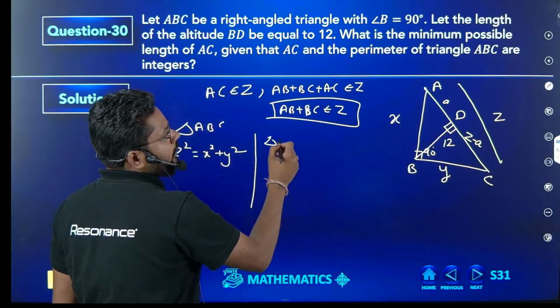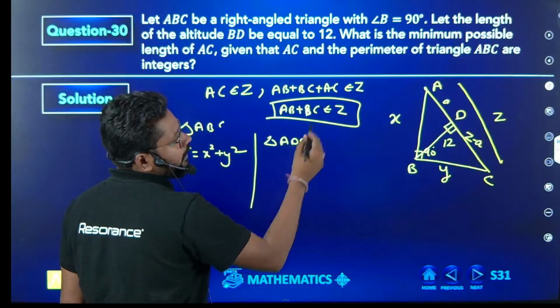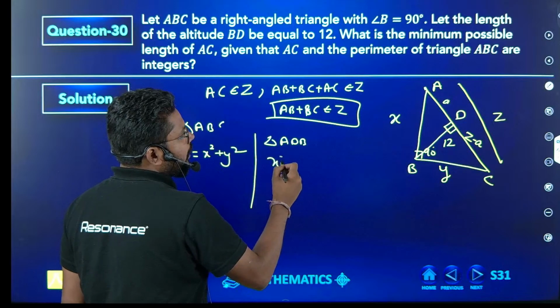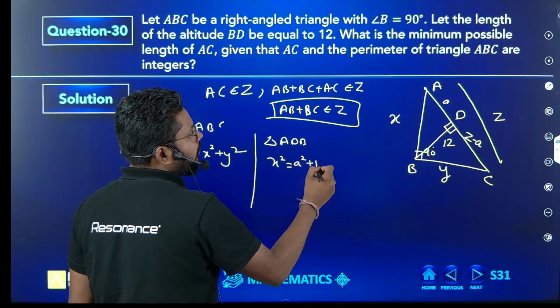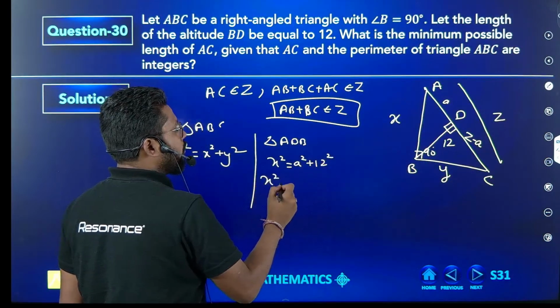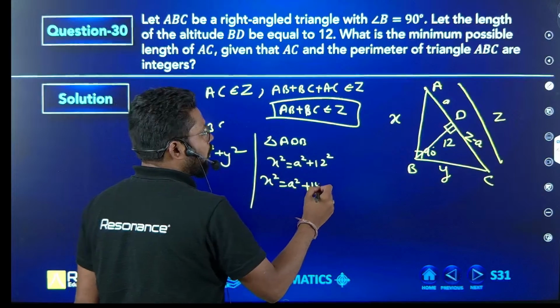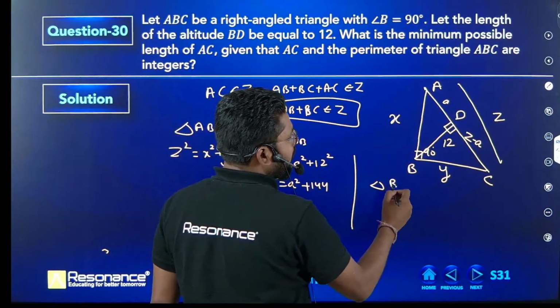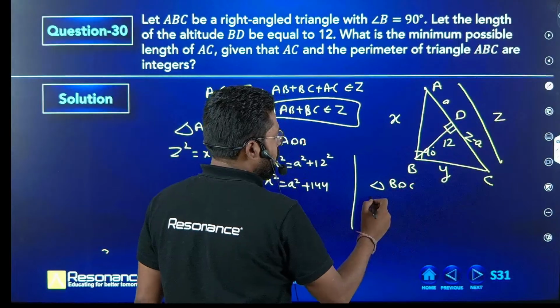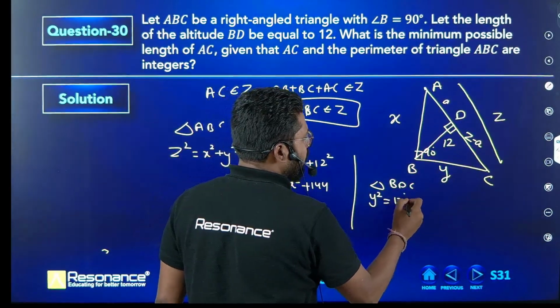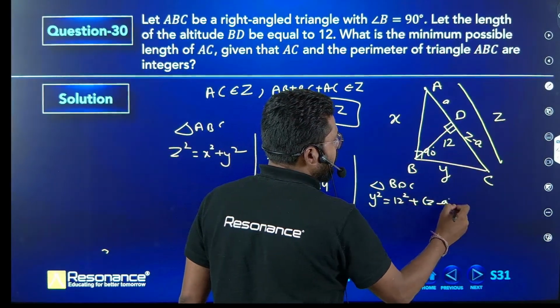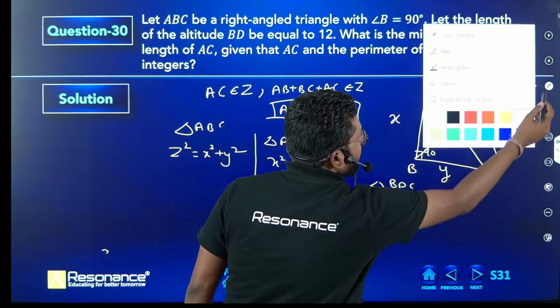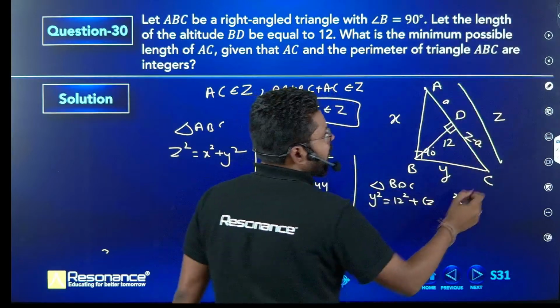So in triangle ADB, x square will be a square plus 12 square, or x square is what? a square plus 144. Similarly in triangle BDC, this is the hypotenuse. So y square will be 12 square plus (z minus a) whole square.